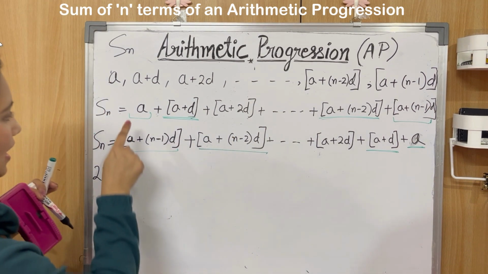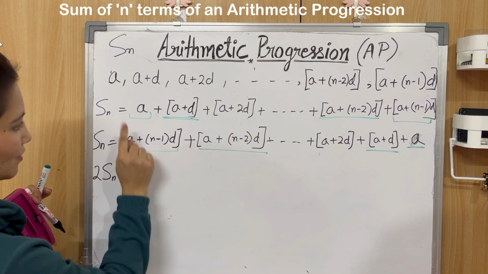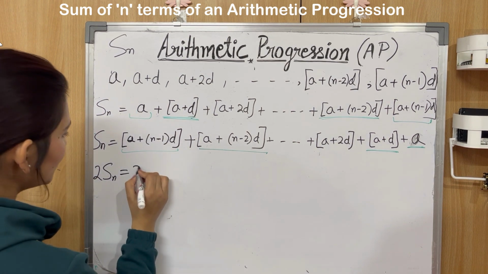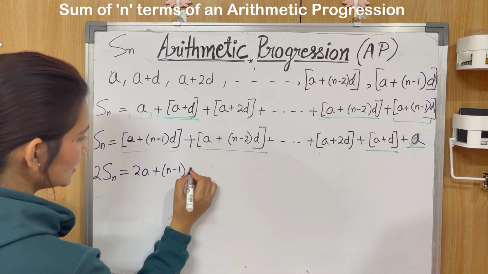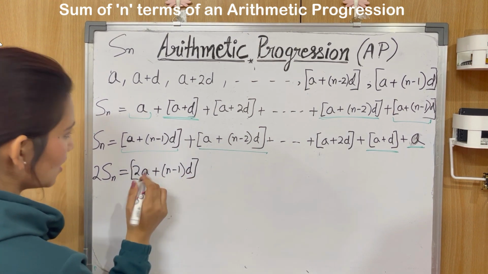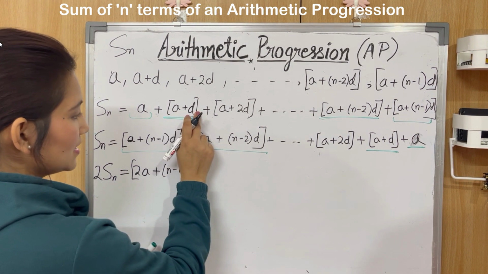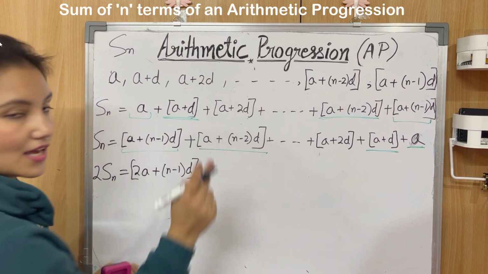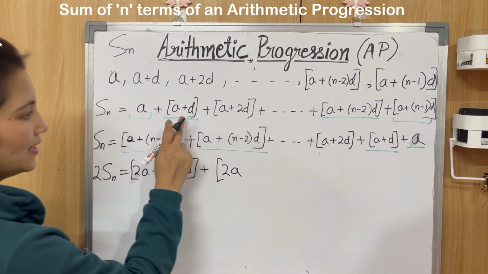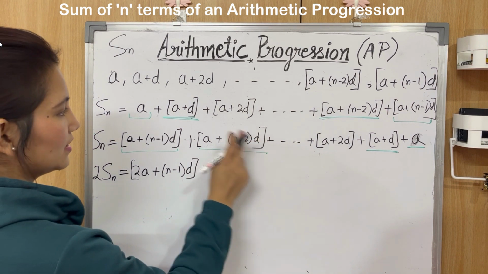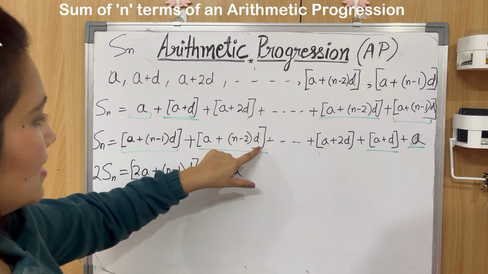Okay, now A plus this, so A plus A would be 2A, right? So we'll get 2a plus n minus 1 d. Okay. Now a plus d plus this second term. So a plus d. Now here a plus a will become 2a, right? 2a and n minus 2d, okay, plus d. So here plus d and this you will add.